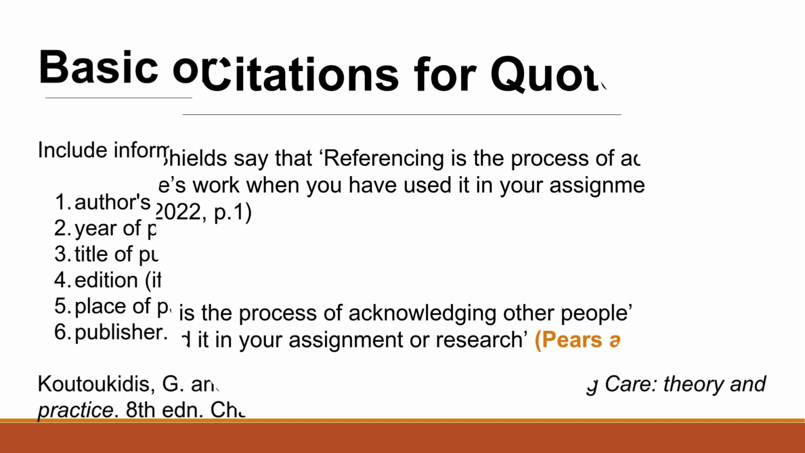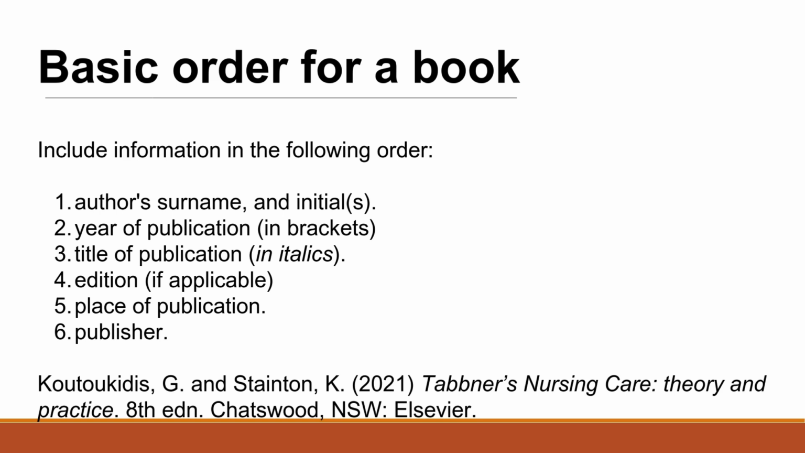When adding your full citation to your reference list, it should be in the following order. First comes the author's surname and initials. This is followed by the year of publication in brackets, the title of the publication in italics, the edition, if applicable, the place of publication, and then the publisher. The list of references should be in alphabetical order.